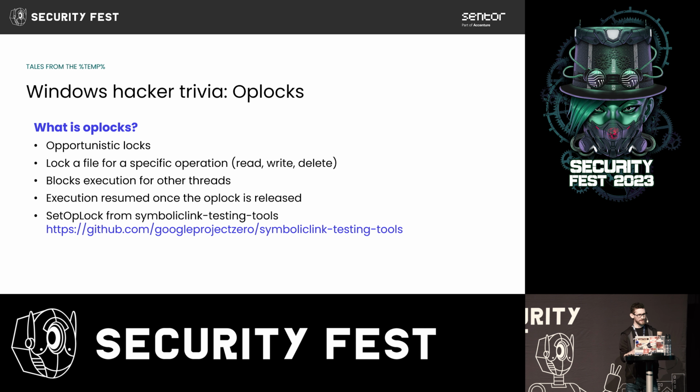To continue to explain this attack, we need to go through some basics. So there's something called oplocks, which is opportunistic locks. This means that you can create a lock for a certain file operation on a file, which blocks execution for other threads trying to read that file. And if we created that lock, we can also release the lock, which makes it possible for us to control the timing. And this can be done using a proof of concept tool from Google Project Zero.